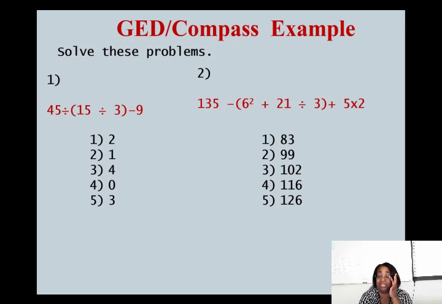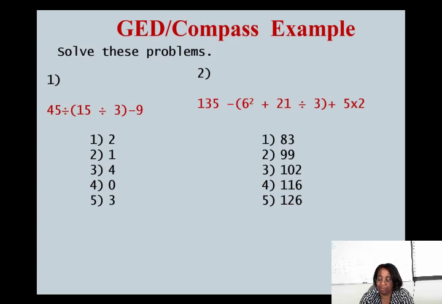And then what should I do next inside of the parentheses? 21 divided by 3, which is 7. So then you do 36 plus 7. What's 36 plus 7? 43. Okay. Now what do I do next? Then I did the 5 times 2. 5 times 2 is 10 on the end. And then I went back to 135 minus 43, which was 92. And then plus 10.